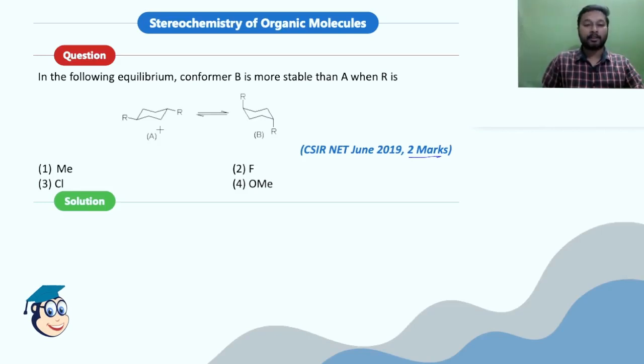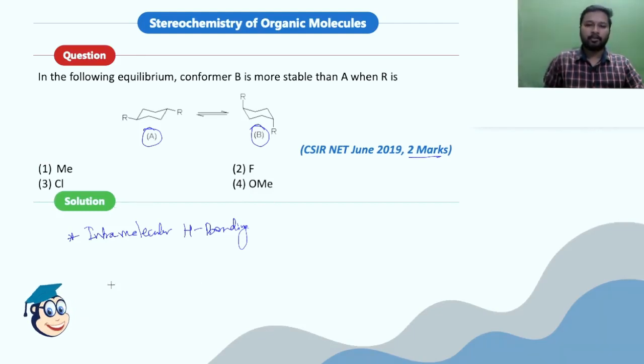But here the question has been asked in the reverse way. It says that B should be more stable than A. That means these axial ones are more stable than the equatorial ones. Now there is just one condition where the axial substituents are more stable than the equatorial one, and the condition is that there should be intramolecular hydrogen bonding. So among the species given to you in the options, there is methyl, there is fluoride, there is chloride, and there is methoxy group. Now among these, which of the groups can form hydrogen bond? That's the main thing which you should know.